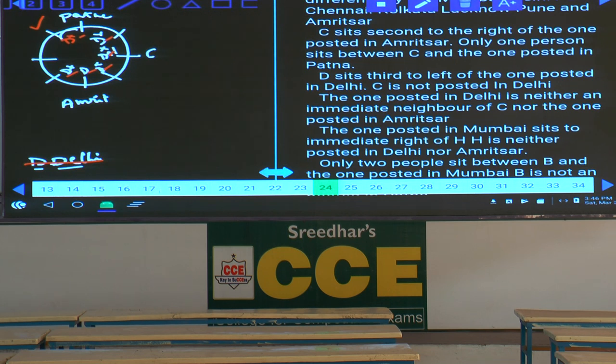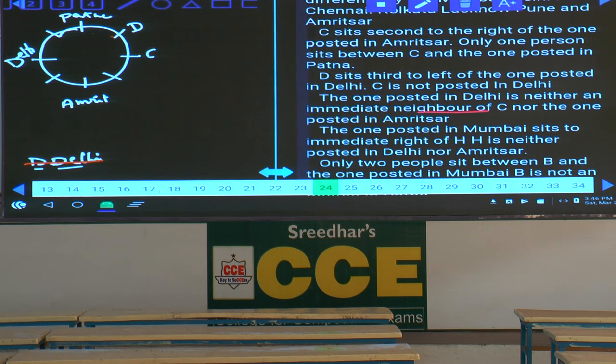Then the only possibility left for Delhi is where? The person from Delhi must be opposite to this C. D sits third to the left of the person from Delhi, and D is to the immediate right-hand side of this C. Clear now? As of now, we were able to finalize the person from Amritsar, Delhi, Patna, C and D.